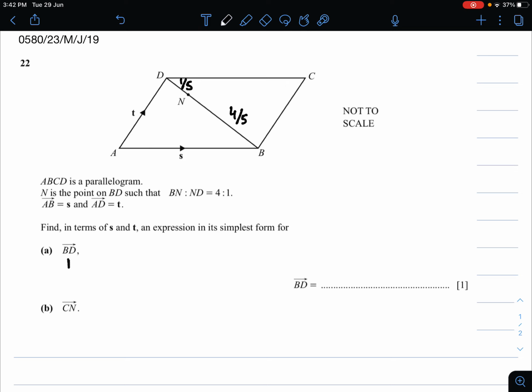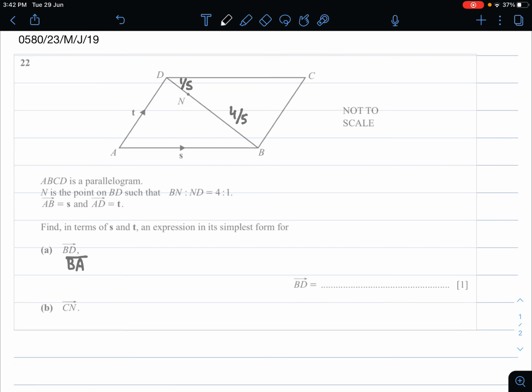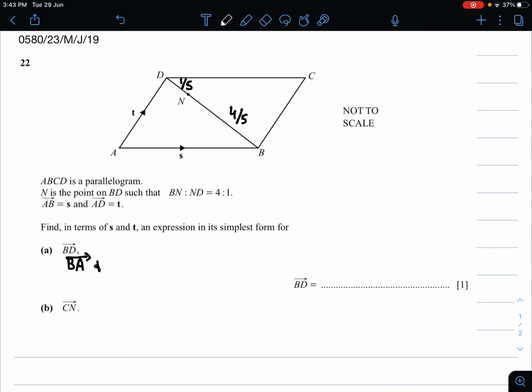So how we can do that is we can find the vector BA plus the vector AD. This way we can easily find the vector BD. Now let's substitute the values. So AB is S, and we are going in the opposite direction, and since this is a direction vector we have to take the opposite, so the negative value, that is negative S, plus AD, which they've given to us as T. Therefore the final answer for part A would be T minus S.